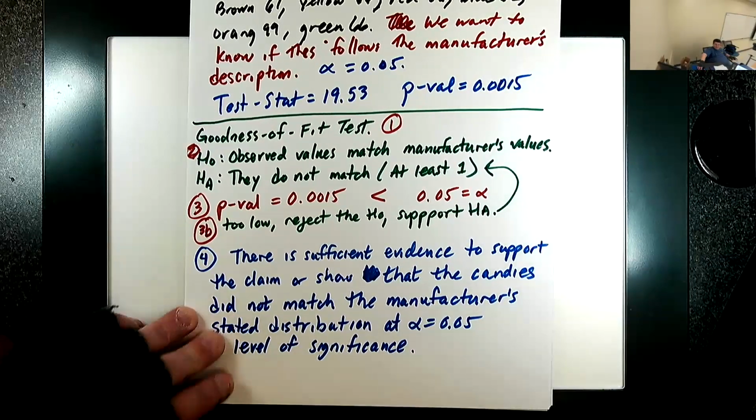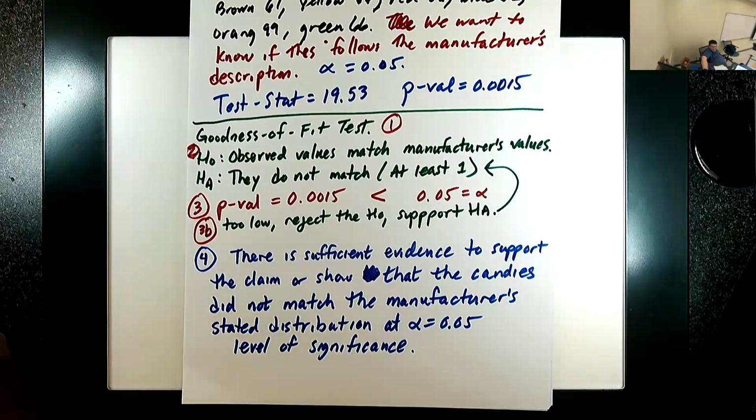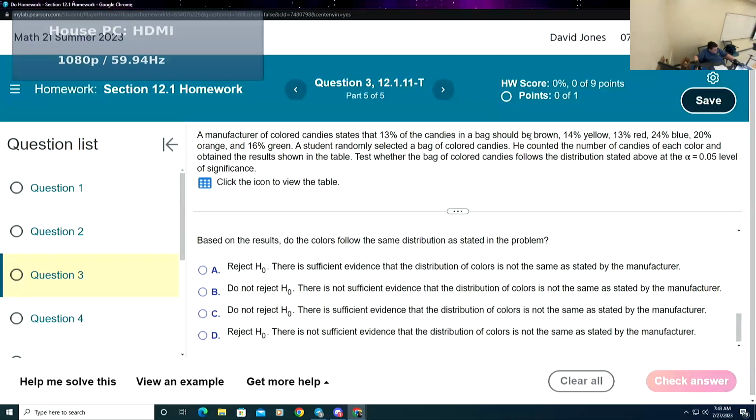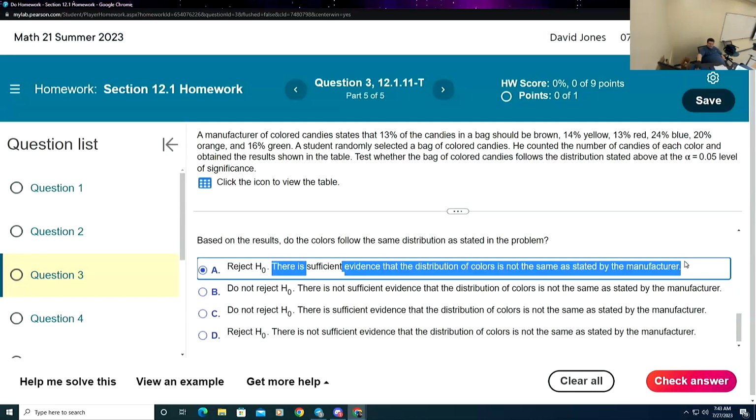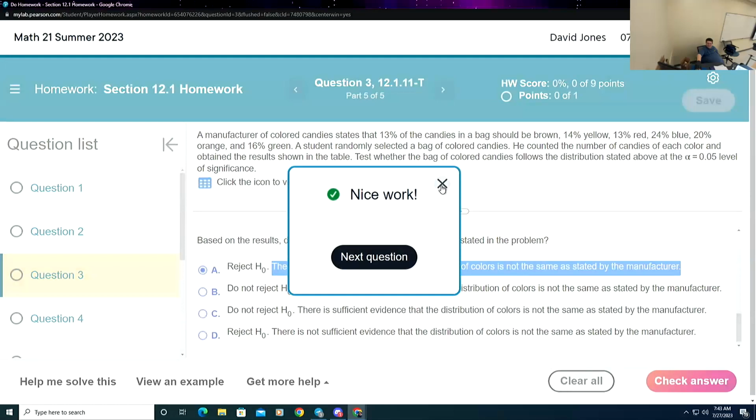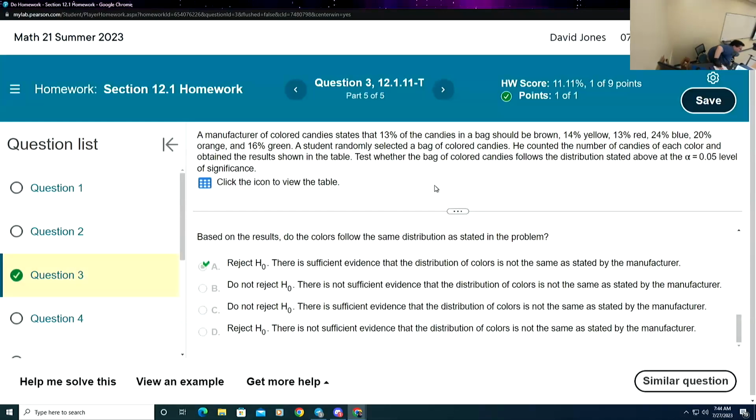All right, let's go. Everyone got it written down, looks like it. Let's go finish this question here. We said the p-value is too low, we're going to reject the H naught. We're going to reject the H naught because there's sufficient evidence that the distribution of colors is not the same as stated by the manufacturer. So notice that their statement of conclusion is almost identical to the way I worded mine. There's a reason for this. All right, that's how we do goodness of fit.